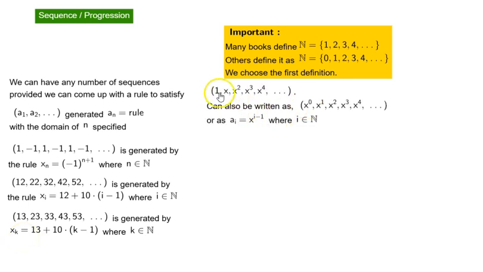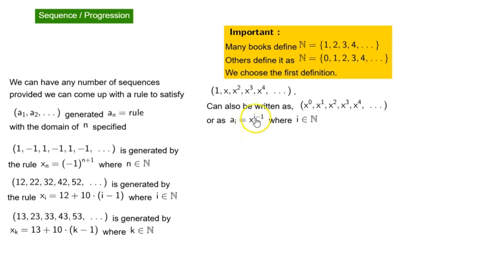Now, let's look at the next one. 1, x, x squared, x cubed, and so on. This can also be written as x to the power of 0, x to the power of 1, x squared, x cubed, and so on. Or as a sub i is equal to x to the power of i minus 1. For the first term, i is 1. So 1 minus 1 is 0. So we get the first term.